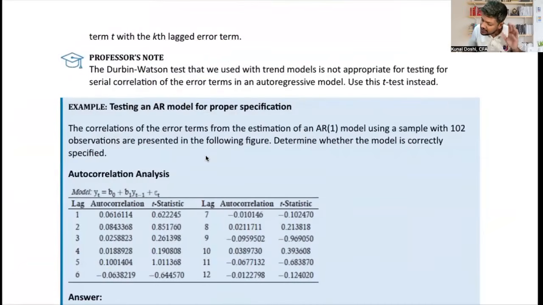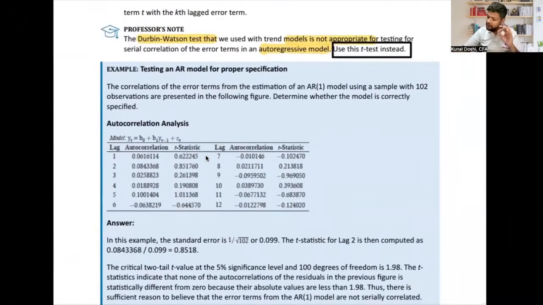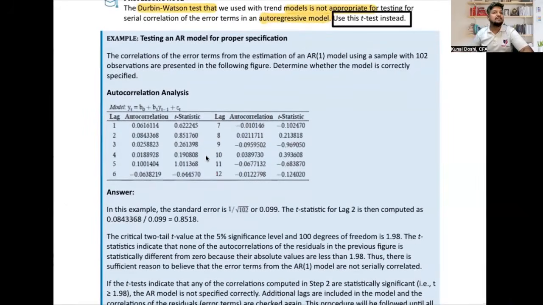See, they have mentioned why not the Durbin-Watson test? Well, you can use it, but they are saying it is not appropriate for testing serial correlation under an autoregressive model. Therefore, we use the t-test, not the DW test. Now, although we've written everything out here, let me show you exactly how it works, so we will be able to analyze whether the model is fit or not.